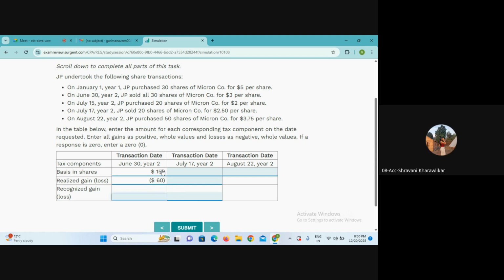On July, you purchased 20. Ma'am, only for 20 shares? Yes, because you are selling these 30 shares, then buying back 20 shares for $2. That means you are purchasing 20 shares for $2 but selling them for $3.